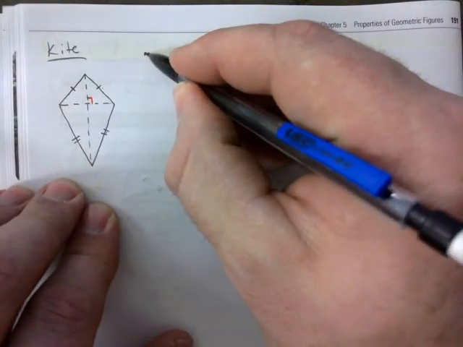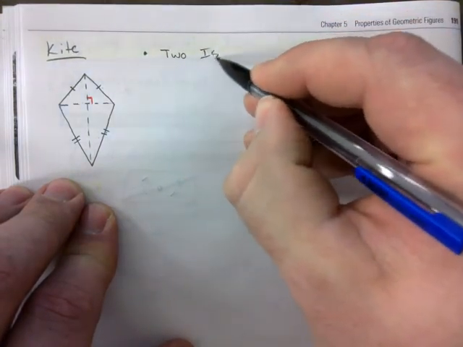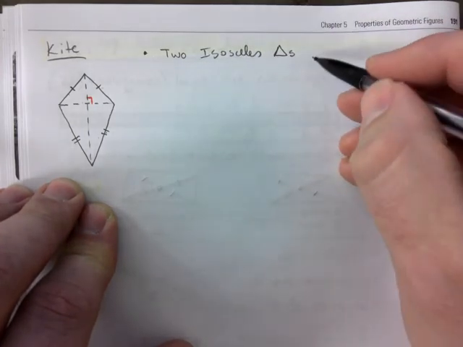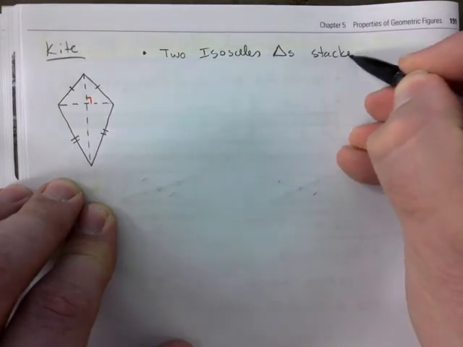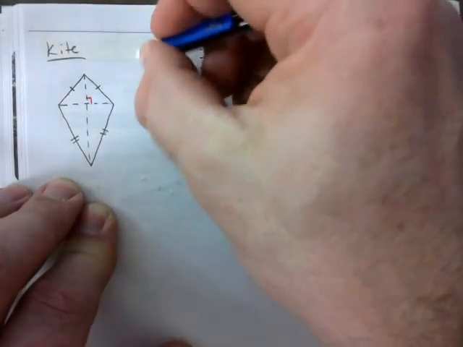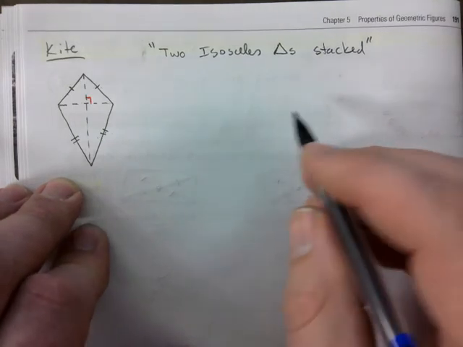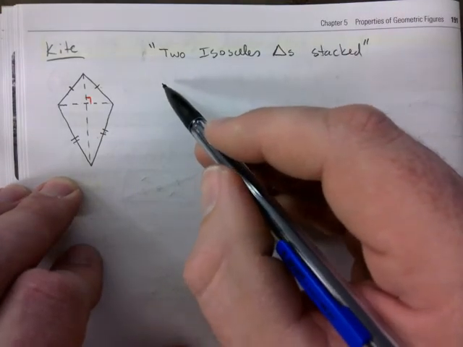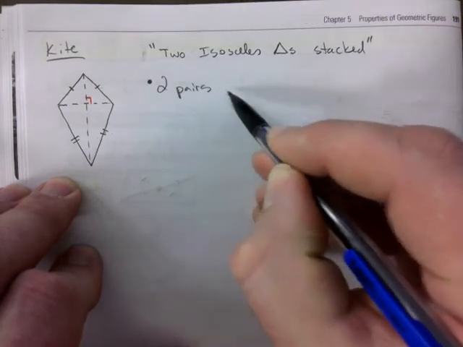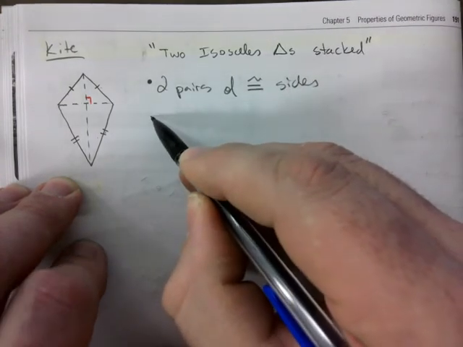So here, I want you to think of it as two isosceles triangles stacked. This is just me. Okay, so let's not make that a property. So I won't make that a bullet. Okay, so I'll just go like quotation like that. Two isosceles triangles stacked. Okay, and we know that the property is two pairs of congruent sides. That's one of the properties.